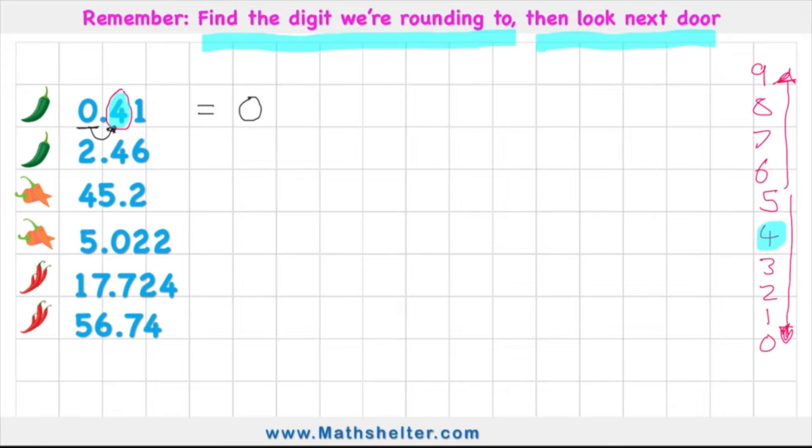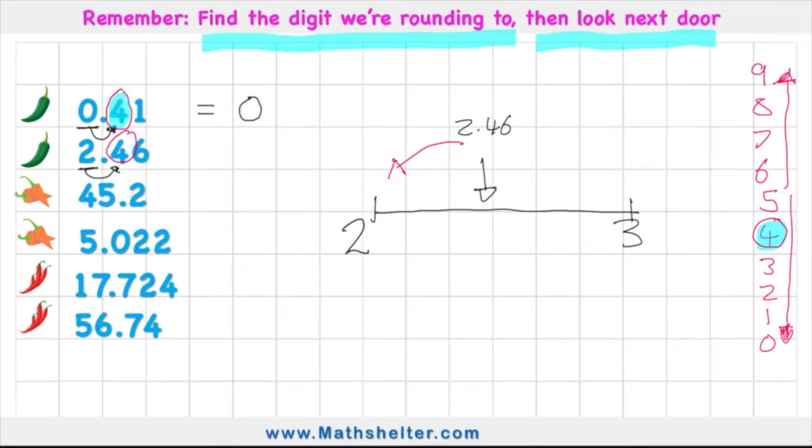So 2.46 must sit somewhere between 2 and 3. So if this was on my number line, I have 2 and 3, and 2.46 would be somewhere here, I guess. But again, all I have to do when I'm rounding it to a whole number is look at the whole number, look next door, look for what that number is, and I can see it's a 4 again. 4 again is on my number line just here, indicating that I'm going down. So when I'm rounding, I'm going to be bringing 2.46 to the whole number 2. So in this case, my whole number would be just 2.